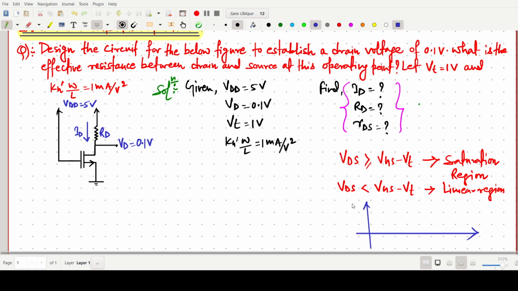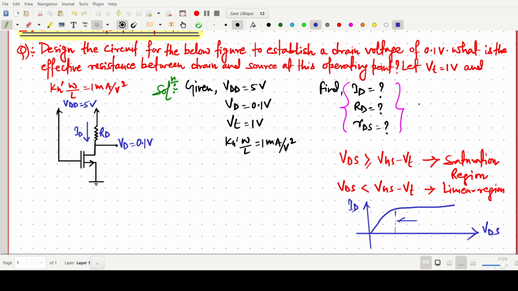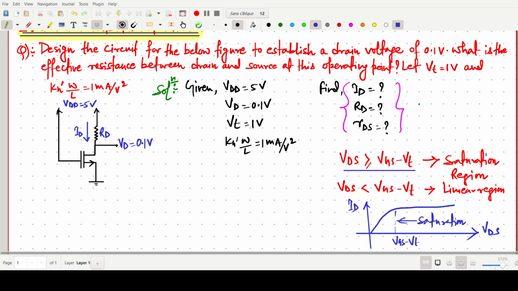If we plot the ID versus VDS curve, it looks like this. This is the saturation region, and here this should be VGS minus VT. If VDS is greater than VGS minus VT, then it is in saturation, and on that side it is in the linear region. I have already discussed this. So these two are very important things. First we have to identify in which region it is working.